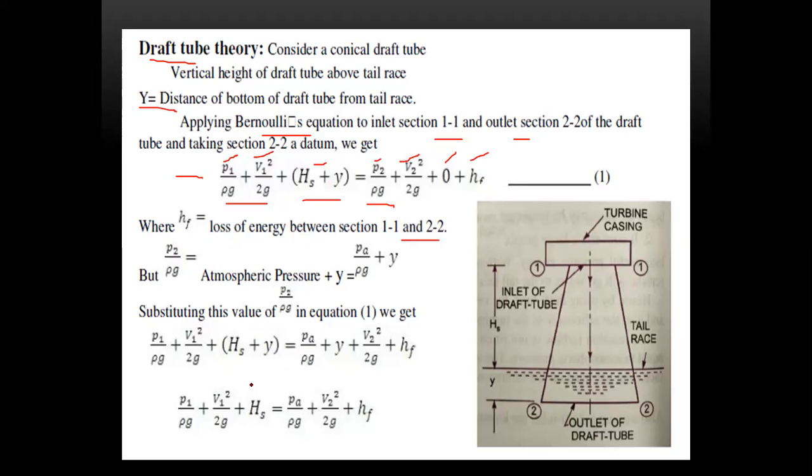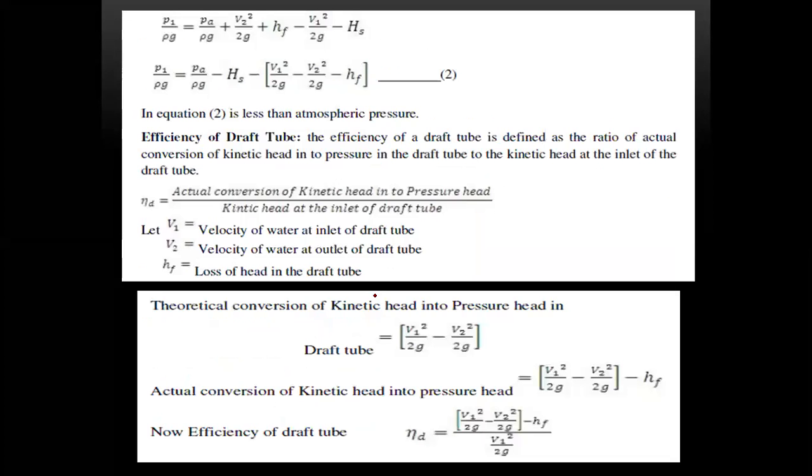Substituting the values in equation 1, after deriving, we'll get this equation. So finally, this will be the equation. Now, what is the efficiency of the draft tube? The efficiency of the draft tube is defined as the ratio of the actual conversion of kinetic head into pressure head, divided by the kinetic head at the inlet of the draft tube.